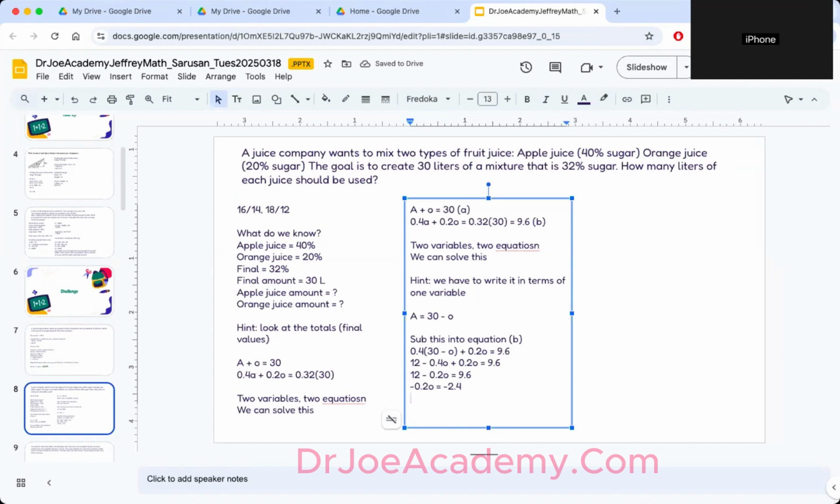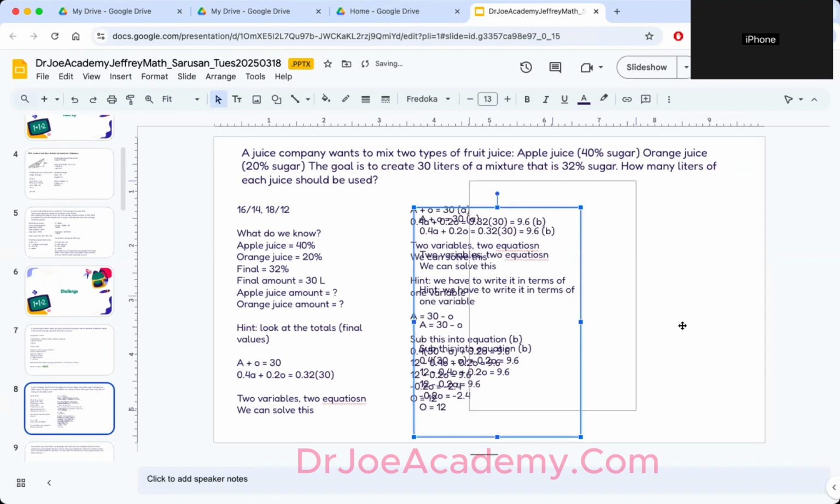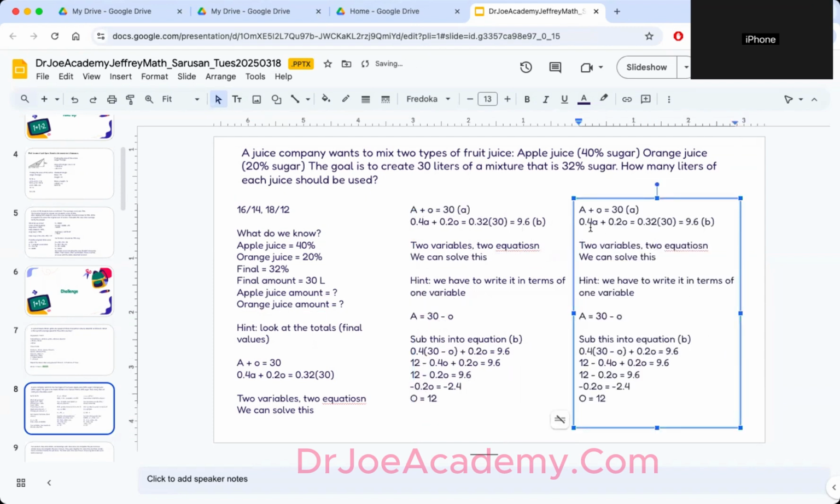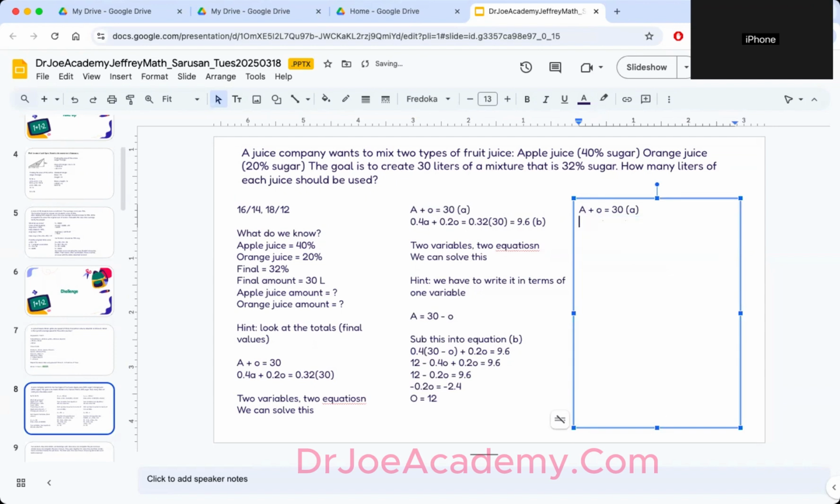Yep. So that means O equals 12. O equals 12 looks good to me. O equals 12 is our first variable. Now let's use that information to find our second variable. In the equation it says A plus O equals 30, which also equals A equals 30 minus O, so that's 30 minus 12, which means A equals 18. Excellent. A equals 18. So we have O, we have A. I think that's it.